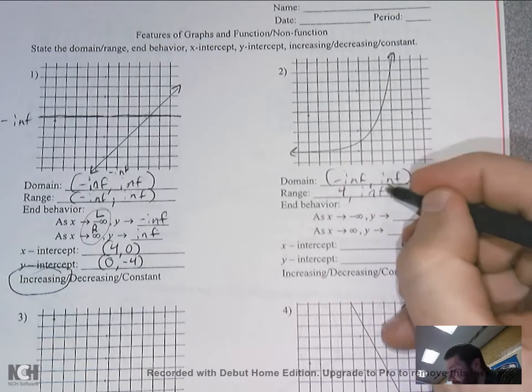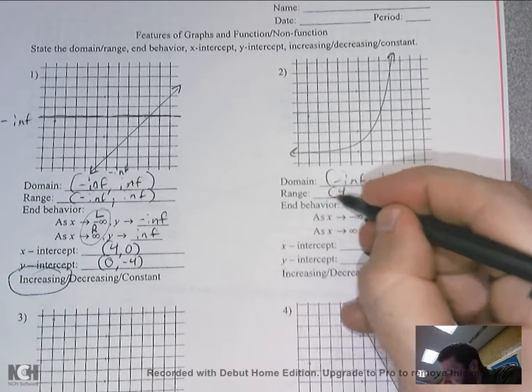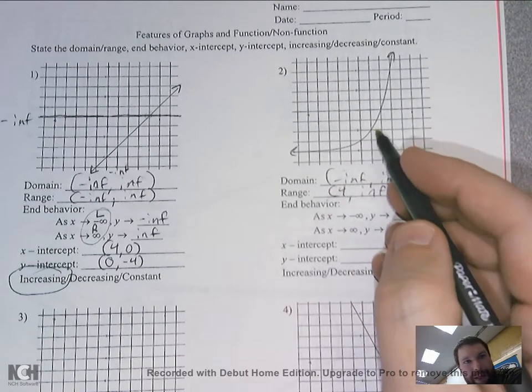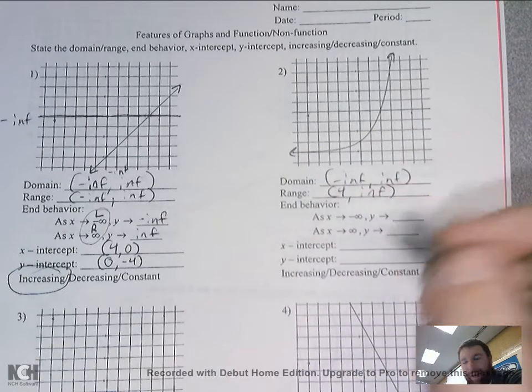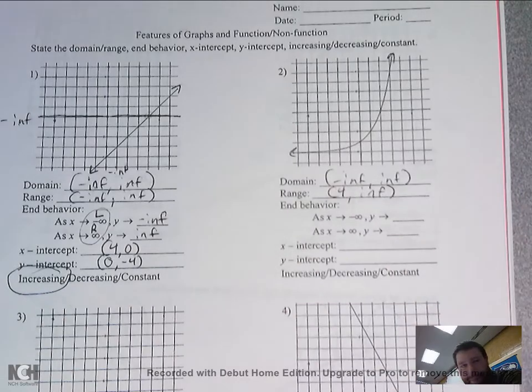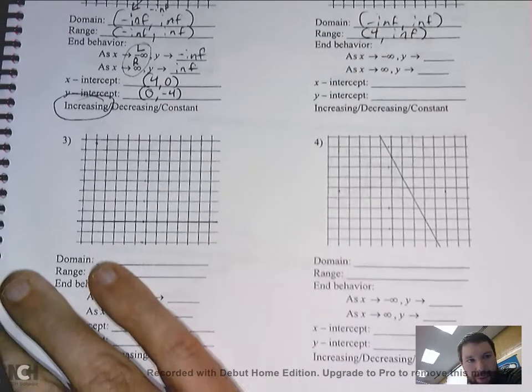Infinity always has a parenthesis. This 4 is actually going to have a parenthesis because it's an exponential equation, because it's never actually going to hit 4, it's just going to get infinitely close to it. So that's what parenthesis means. It gets infinitely close, but it's not actually equal to.